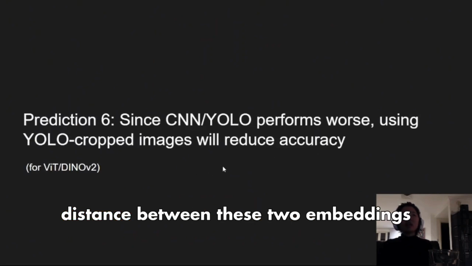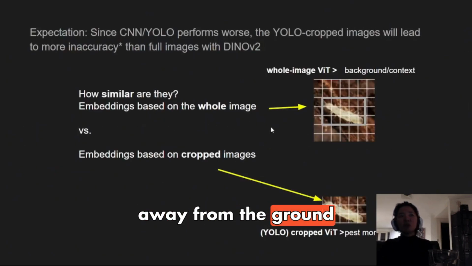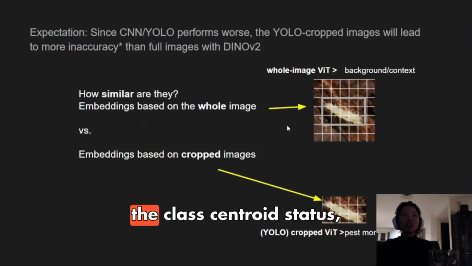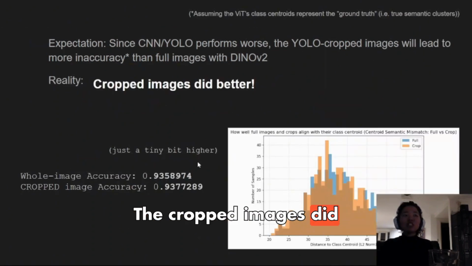That said, we can compare the distance between these two embeddings in the vector space and estimate how bad these boxes are. In other words, how far away are they from, quote-unquote, the ground truth defined by the vision transformer, which we assume is represented by the class centroids, that is, the average points of all data points within a specific class, which diverge to almost all these forms given enough data. The cropped images are just a tiny bit better.